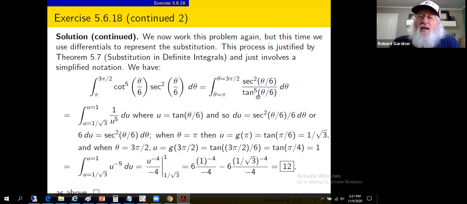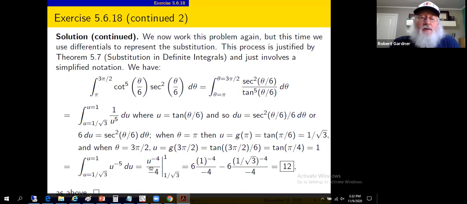There's u in the denominator. So we can turn all of these thetas into u's. Oh, don't forget the bounds. They got to be changed from thetas to u's as well. As we saw in the previous slide, plugging in pi produced 1 over the square root of 3. Plugging 3 pi halves into the g function produced 1. And those are the bounds we'll have, correspondingly as before. We were integrating the 1 over u to the 5th function. Let's write it as u to the negative 5th.